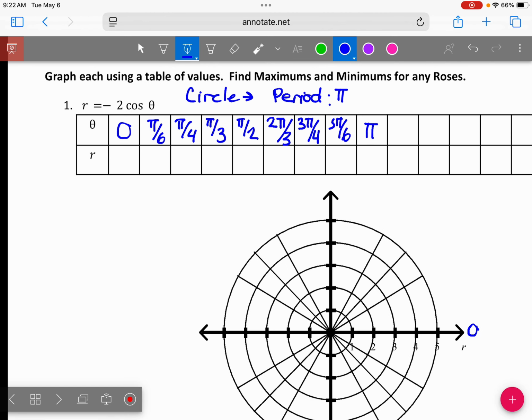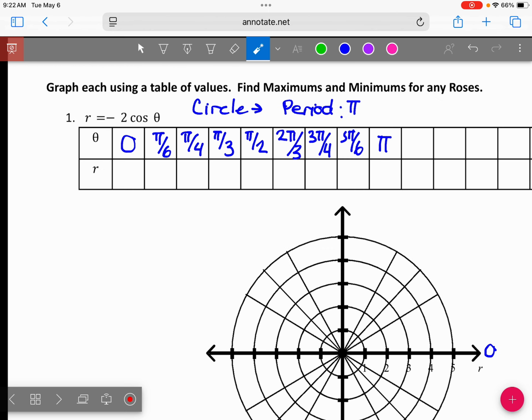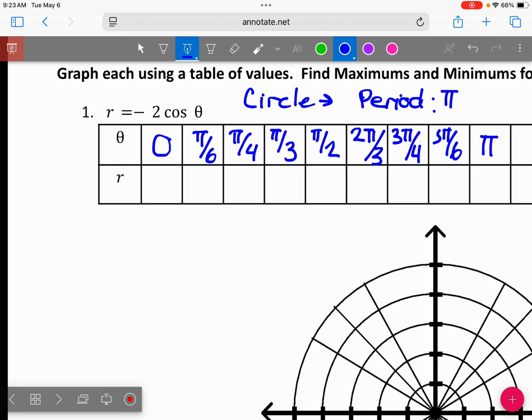Just to pi? Yep, the circle has a period length of pi. And so we go to pi. Whatever the period length is, we go until there. That's where we stop. That's why we cared about the period length. I know that feels really random, but we need it.